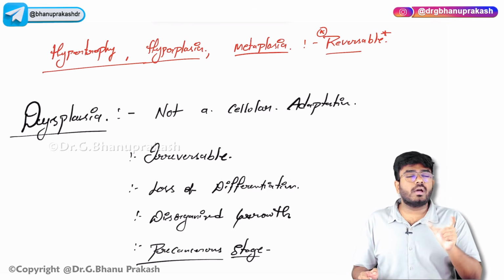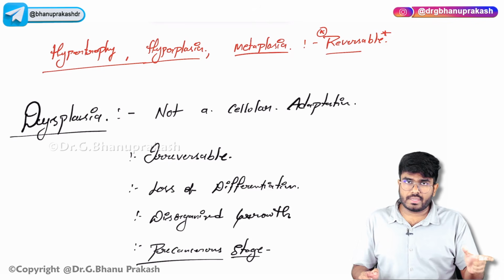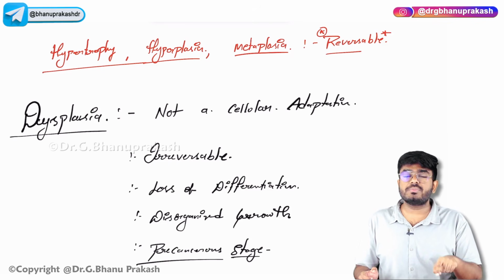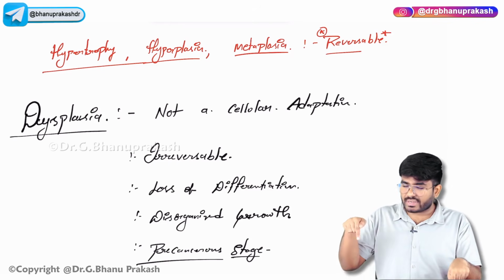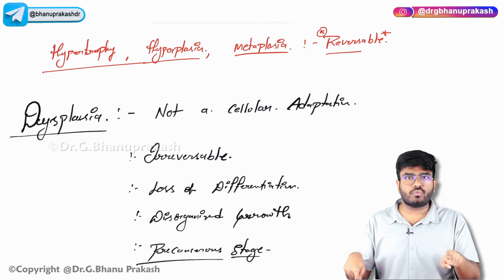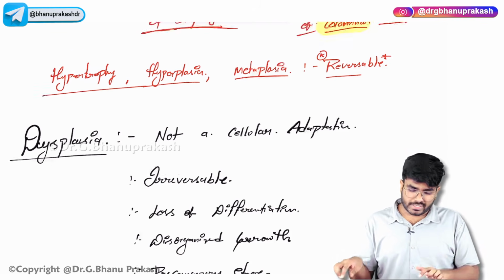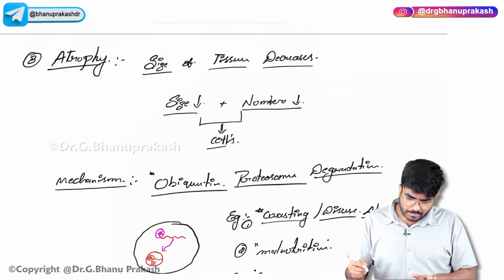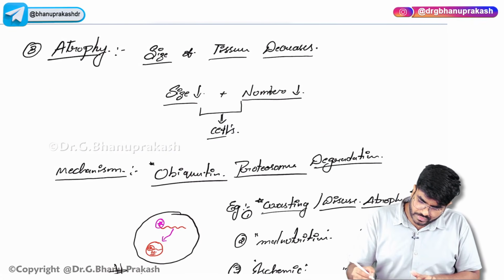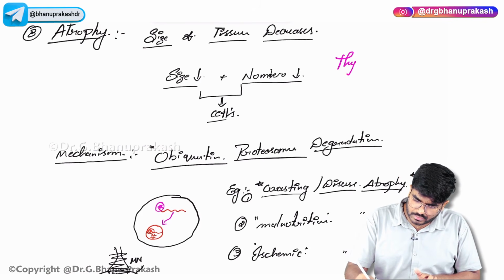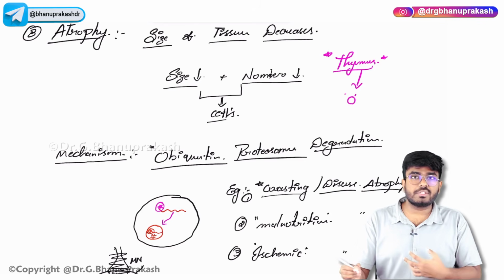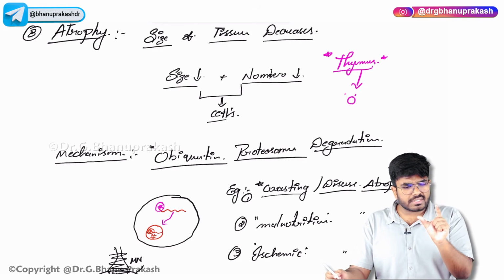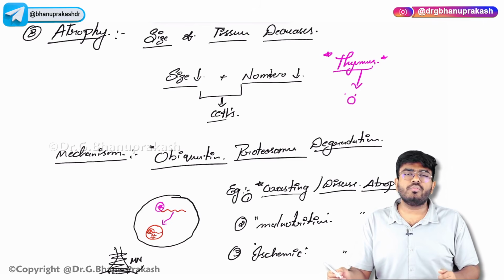Ubiquitin proteasome degradation pathway: atrophy is because of both a decrease in cell size as well as cell number, usually seen in the thymus. Let me give you one more example of atrophy. There will be atrophy of the thymus, thymic atrophy. With age, the size of the thymus, which is present in the mediastinum, decreases. That's an example of atrophy. Atrophy is sometimes physiological, no doubt in that.